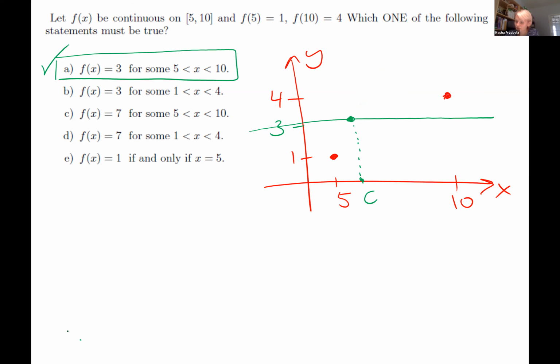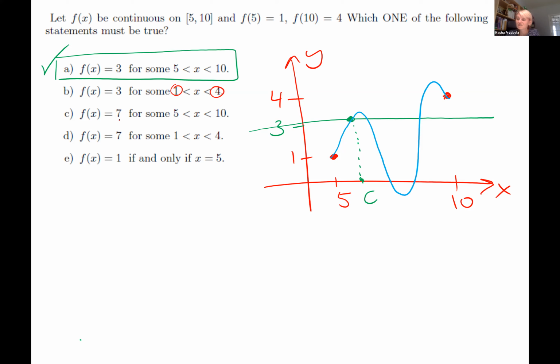Let me change the function a little bit, something like that, more variety. Then we can answer the last question. The value of the function equals 3 for some numbers between 1 and 4. Oh no, yeah, they messed up, that's wrong. They messed up the y values.